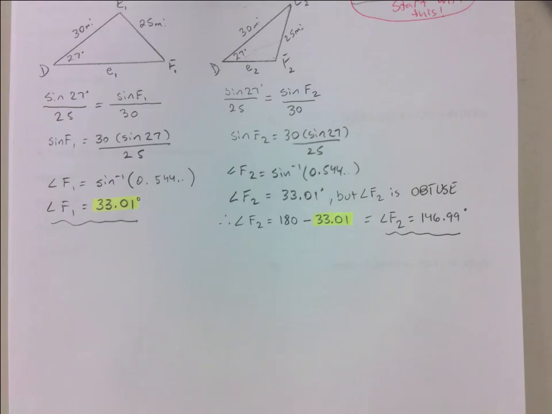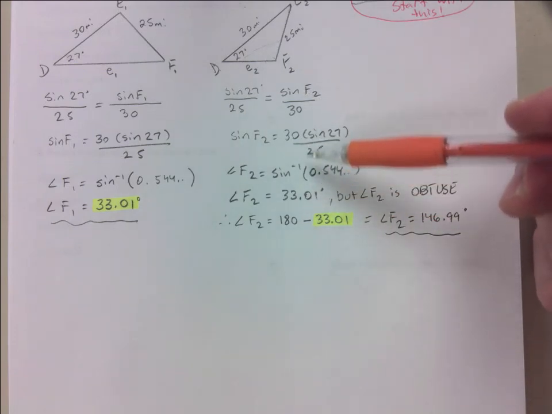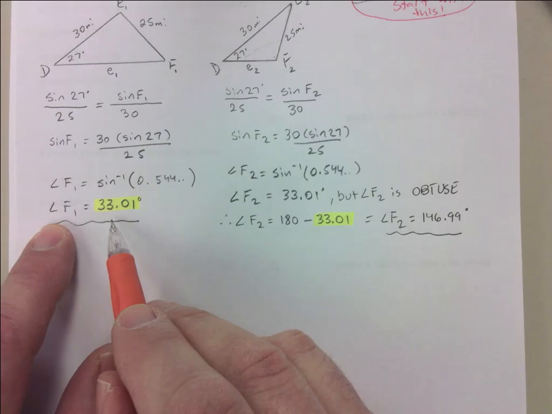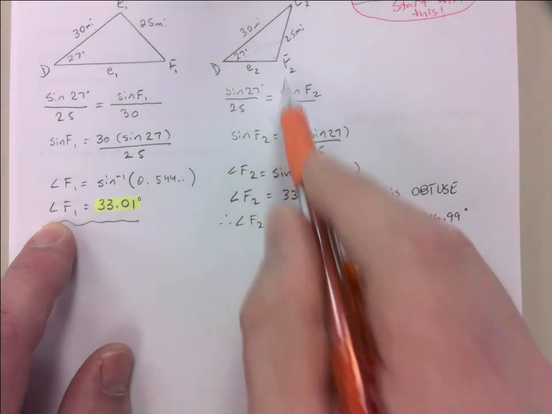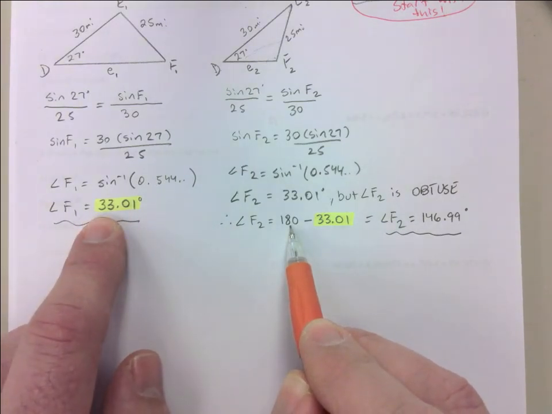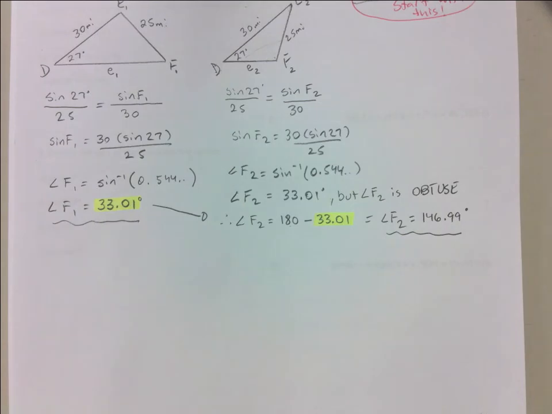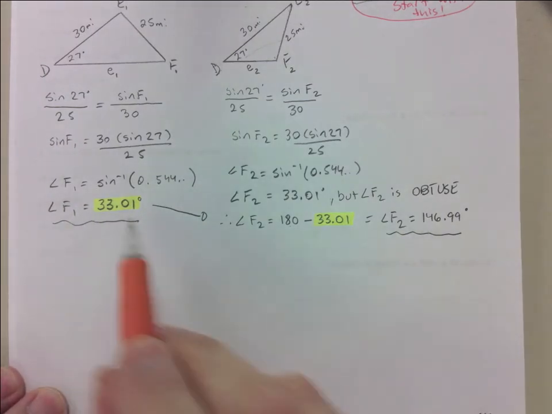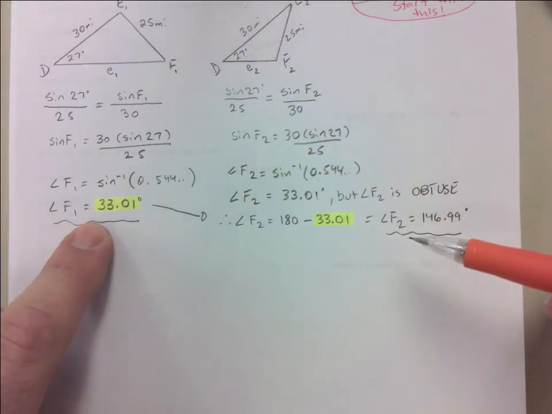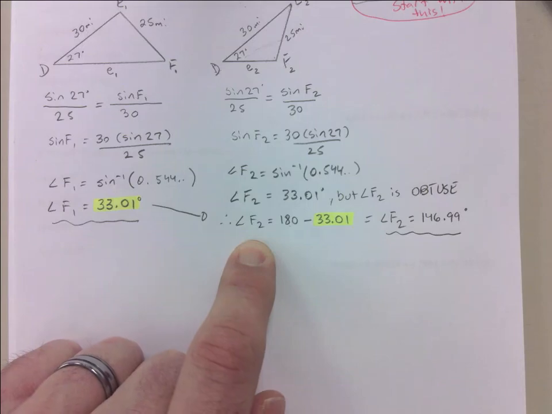So can you do yourselves a favor next time? Save all of this work. Just don't even do it. And just go immediately. If you know what F1 is, guys, what can you say about F2? It's just going to be 180 minus that. That should blow your minds. Anyways, so remember that. You can save all of this work and just next time just go, oh, I found this angle. I'm just going to take that away from 180 to get the other angle.